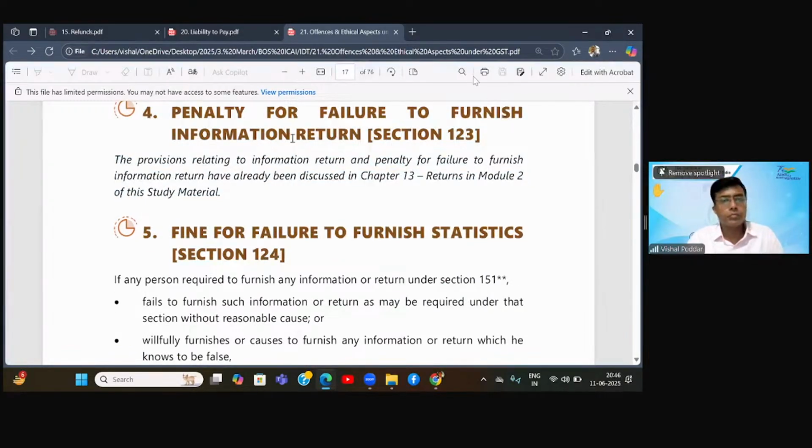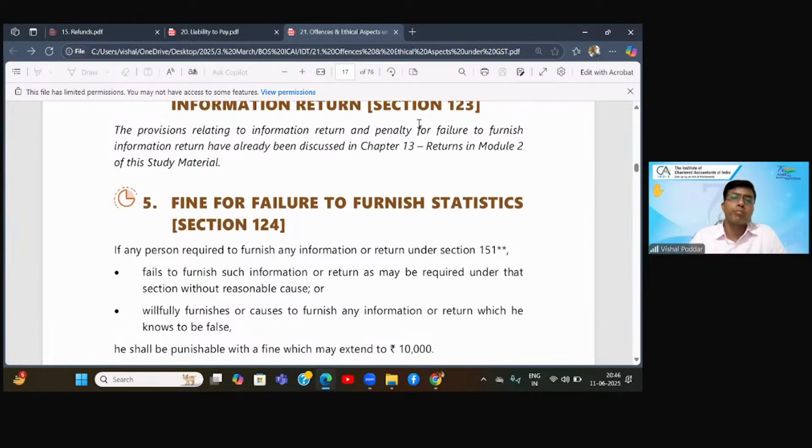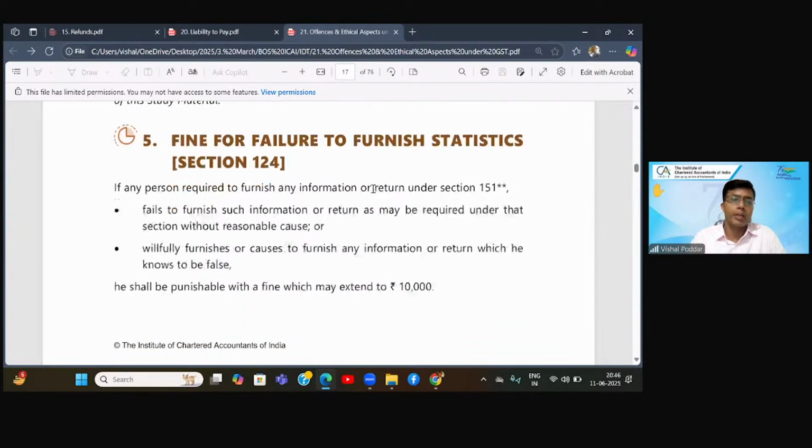Now, some persons like banks and all these persons are required to provide the information return so that the department can collect information about other persons. So online e-commerce operators, banks, all these are dealing with other persons' information. So they are required to submit some details to the government in the form of information return. If these people are not filing their information return, again, they will be liable for penalty.